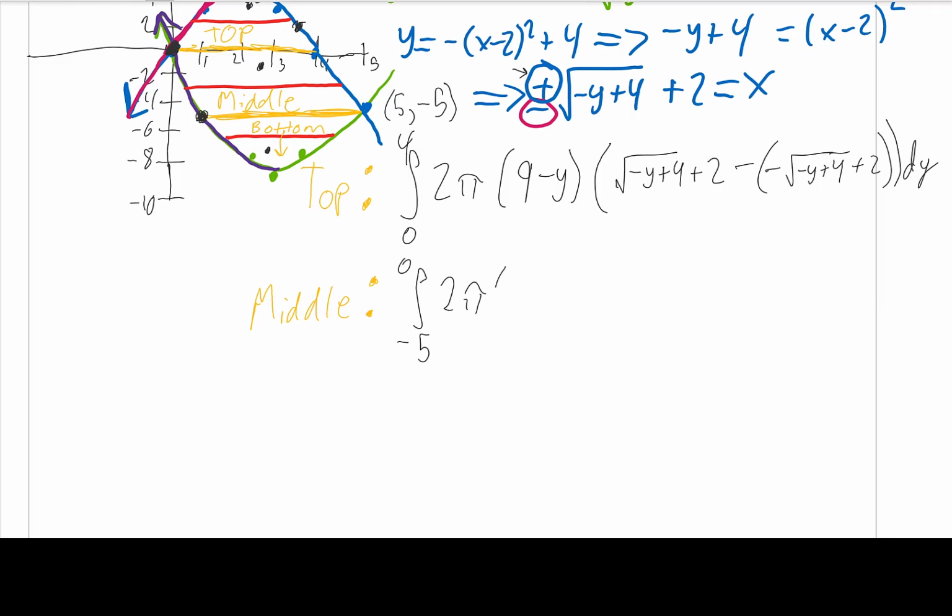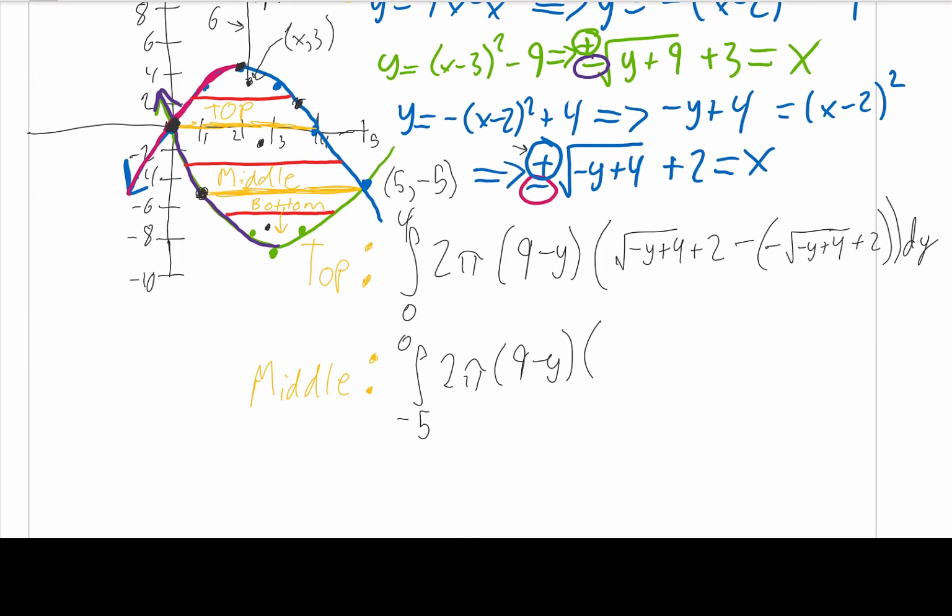of 2 pi times 9 minus y. This part isn't going to change, however, this will. This should be blue minus purple. So this is going to be square root of negative y plus 4, plus 2, minus negative square root of y plus 9, plus 3, dy. This integral is the worst because these two don't combine and your constant doesn't get canceled out.